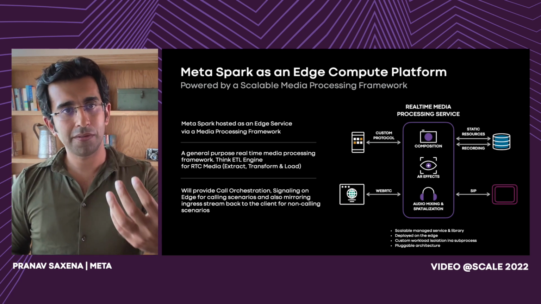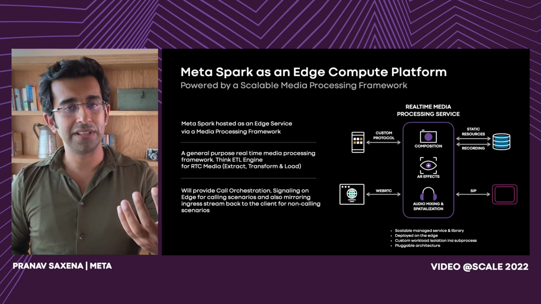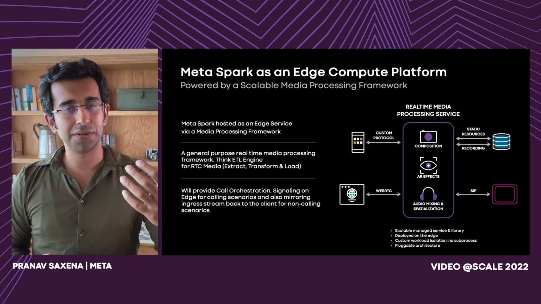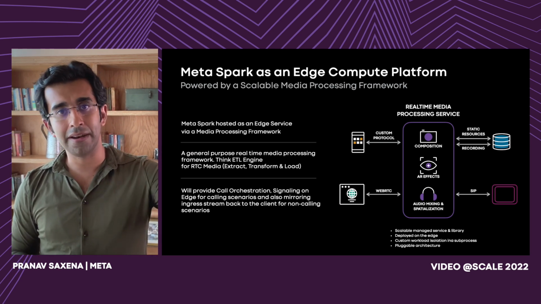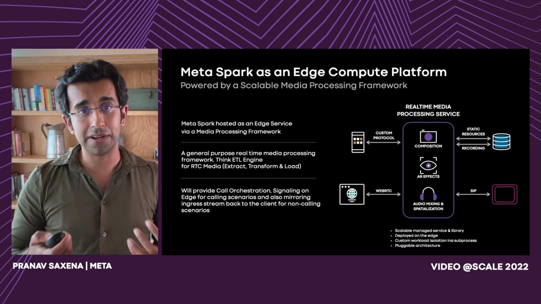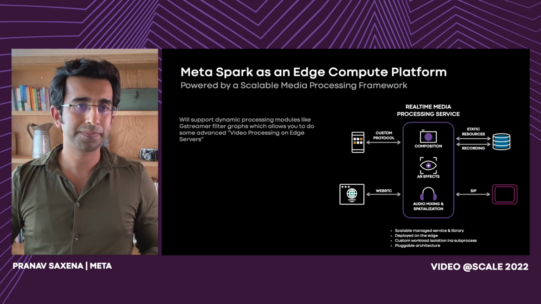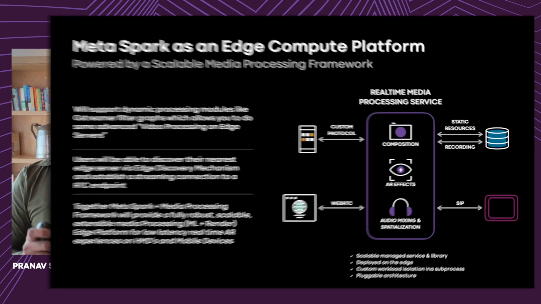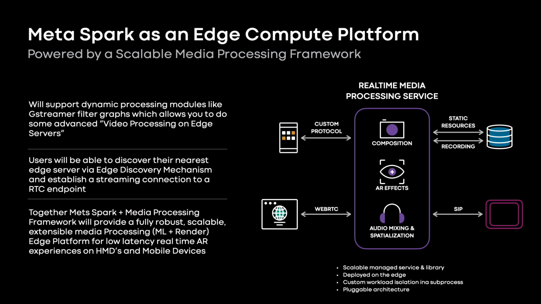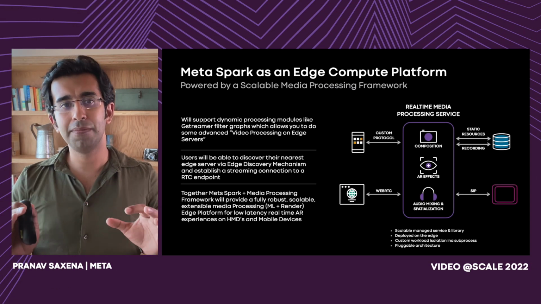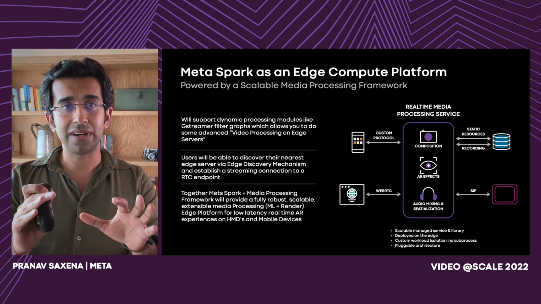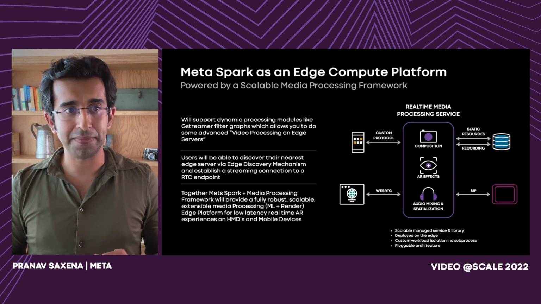On top of that, this framework is able to integrate with some of our signaling capabilities, which allows us to set up or orchestrate the call and discover and signal the recipients in a calling scenario where they need to join the other users in a group call. So essentially, like I mentioned, it's that GStreamer filter graph-based approach. You have these dynamic modules plugged into a routing policy where the data can flow in and out of these modules for a particular use case. And together with Metaspark and the media processing framework, it allows us to build a fully robust, scalable, extensible ML and render platform for low latency SLAs for such experiences on HMDs.